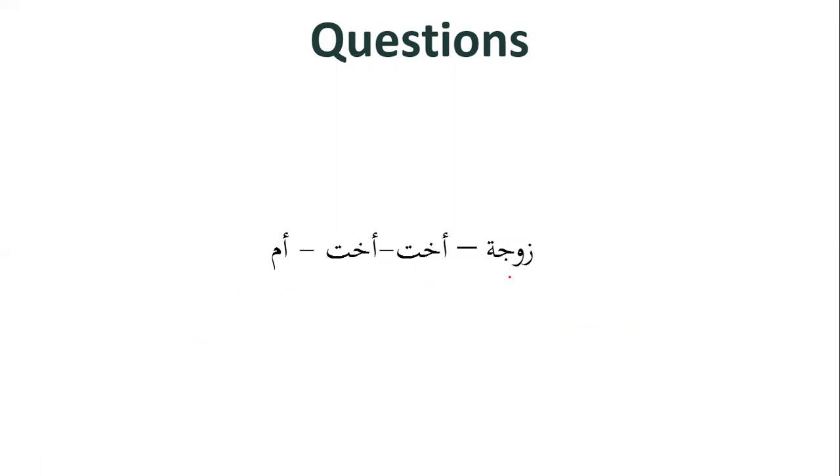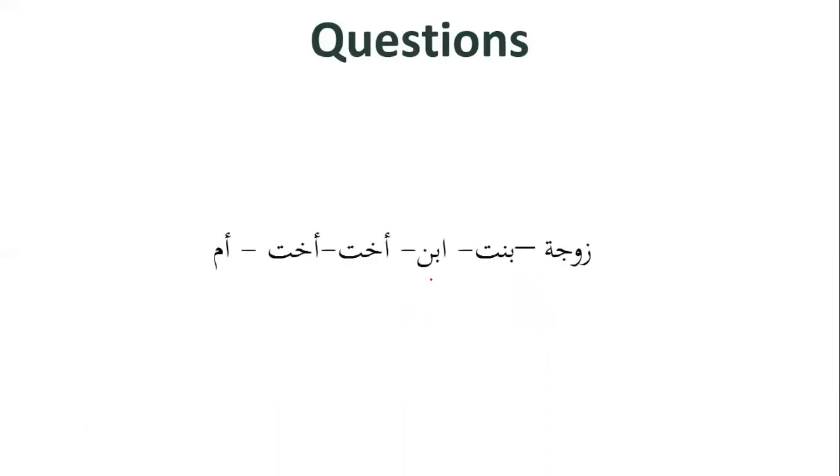In this situation, the zawja would receive a quarter, ukht would receive 2/3, and the would receive 1/6 because we have two sisters here. In this question, the zawja would receive 1/8, bint, ibn together asaba. Because the ibn is present, the two ukhts will be mahjub, and the would receive 1/6.